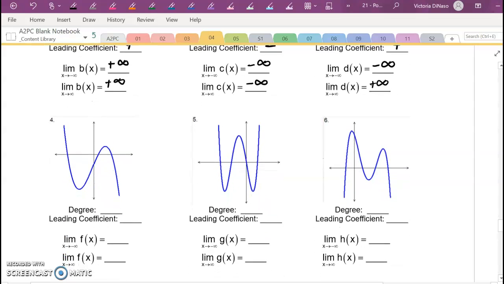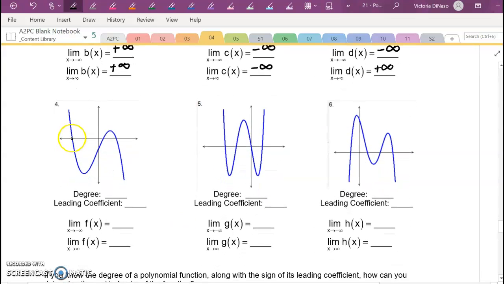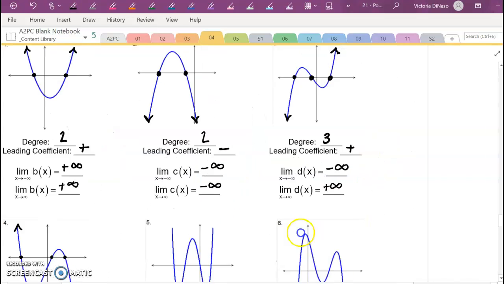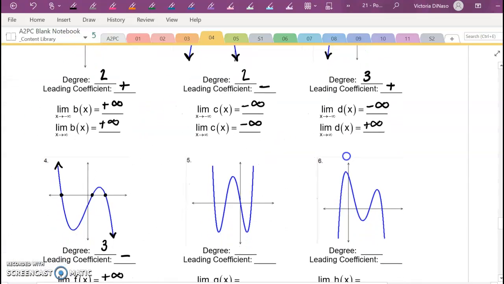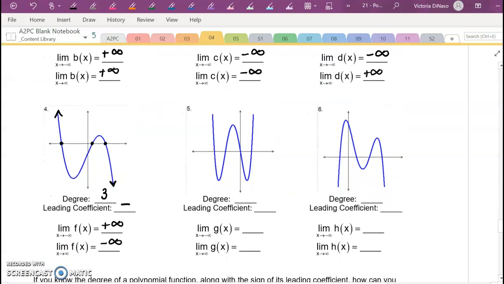Let's see if that's true for number 4. This one also has an odd degree, and the degree is 3. Now in this problem, my leading coefficient is negative because it's going in the downward direction. The limit of f of x as x approaches negative infinity is going towards positive infinity. Right here, I could put an up arrow at the very beginning. The limit of f of x as x approaches infinity is actually going towards negative infinity. That's my end behavior. So the degree is 3 for both of these, 3 and 4, and we had opposite end behaviors. One was negative infinity and one was positive infinity. Go ahead and try numbers 5 and 6.